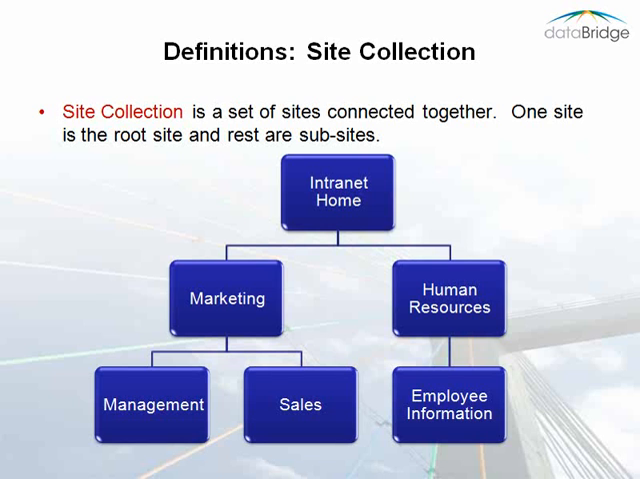In this diagram, we're looking at an intranet home as the root site or parent site, and then we created 2 subsites called Marketing and Human Resources. We further created subsites or child sites under those called Management and Sales for marketing and Employee Information for human resources. We'll show you how to be able to partition these off and create permission levels for these where employee information may be just for the Human Resources Department eyes only.